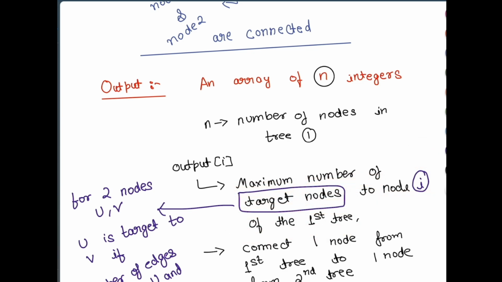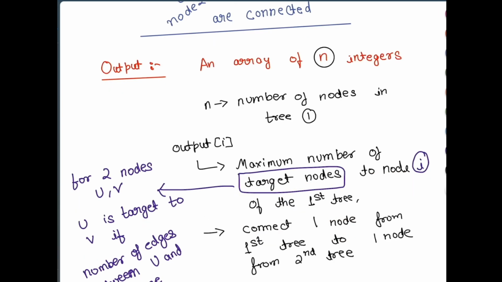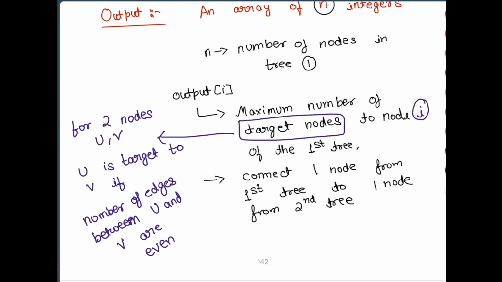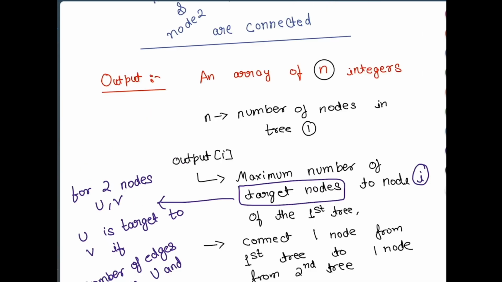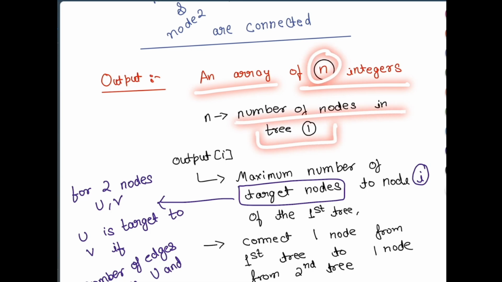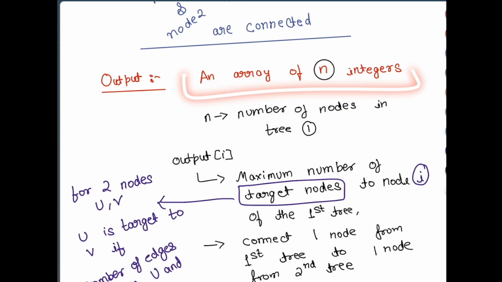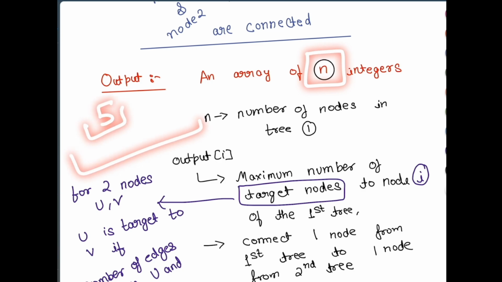Now I know that this is sounding confusing, but we are going to understand it in depth using the example. So just stay with me. We are going to see everything in detail. So coming back to the output again, we need to give the output as an array of n integers, where n is the number of nodes in the first tree, and each element in the array at index I will be the maximum number of target nodes to the node I of the first tree. Now if the first tree has n elements, let us say 5 elements, then we will have an array of 5 elements, index 0, 1, 2, 3, 4.